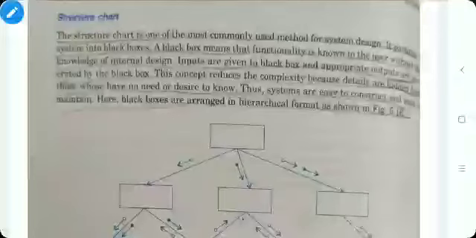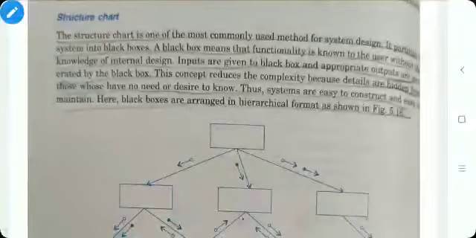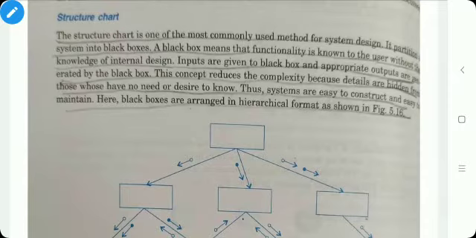Dear students, in the last section we have seen module coupling and module cohesion. In this section we will see structure chart. So what is structure chart? It is one of the most commonly used methods for system design, and it partitions the system into black boxes.